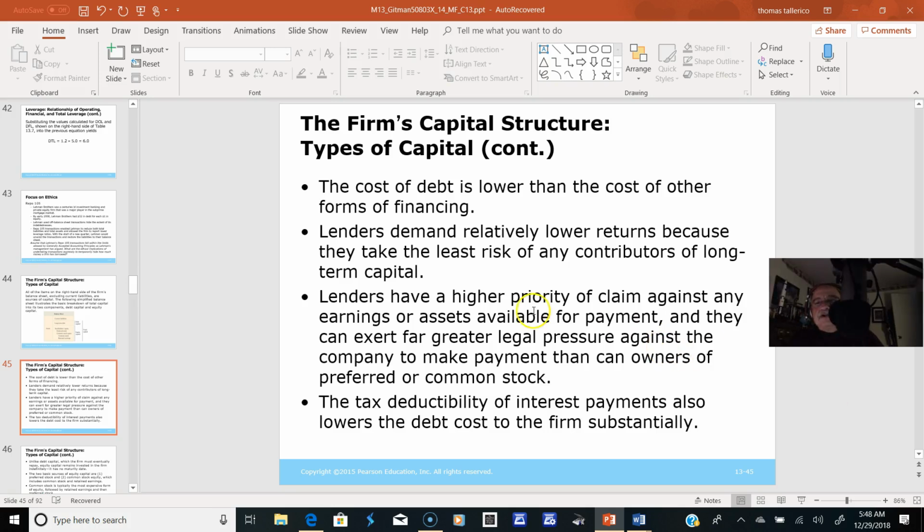They say right here, two components, right? Because you're able to write off the interest you pay to the bondholders, which is very important, you can write that off on your taxes. The cost of debt is always lower than the cost of other forms of financing because you can write it off. Also, people who loan you money are taking the least risk because whoever gets paid first, which is always the bondholders, takes the least risk. So if the company goes under, the bondholders are going to get paid first, and the last paid are the common stockholders. They take the most risk and demand a higher return, which is why companies like issuing debt. They say it right here, the tax deductibility of interest payments also lowers the debt cost to the firm substantially.